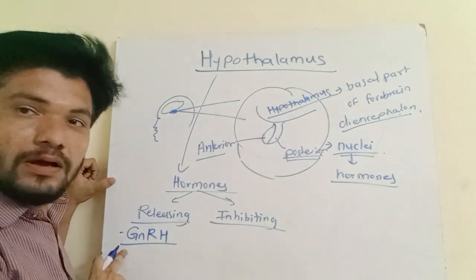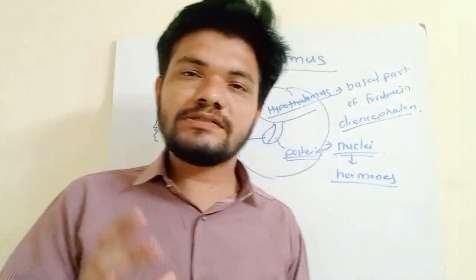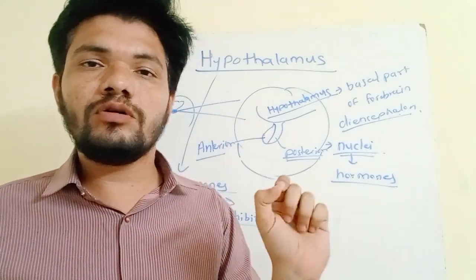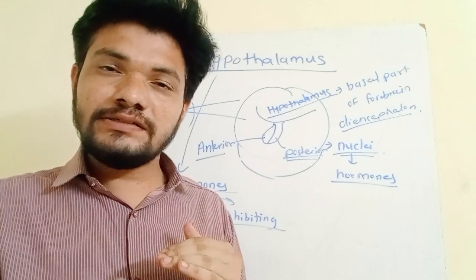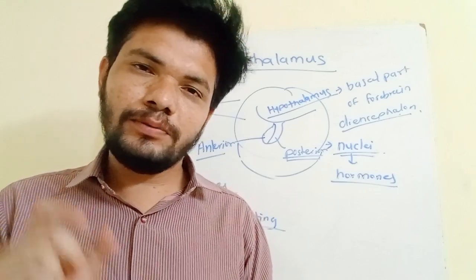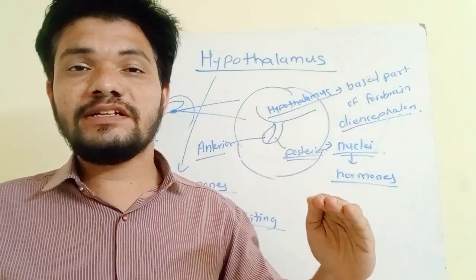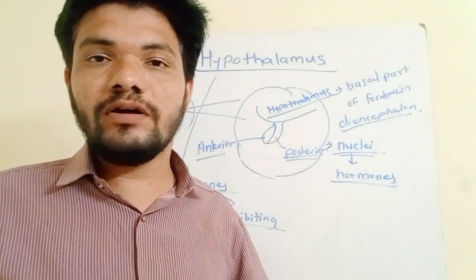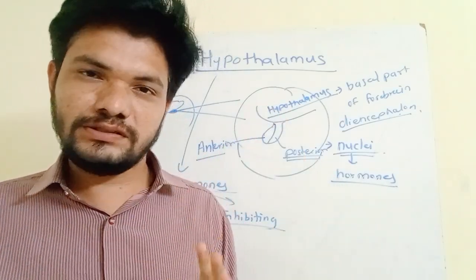GnRH stands for gonadotropin releasing hormone. Gonadotropins are the hormones which regulate your gonads, right? There is a hormone called FSH, follicle stimulating hormone, which is released by the pituitary. But when the FSH has to be released will be decided by GnRH. When girls reach puberty at 13 or 14 years of age, the gonadotropin releasing hormone will stimulate the secretion of FSH from the pituitary gland, and then FSH will help in the maturation of the immature follicles present in the ovaries.